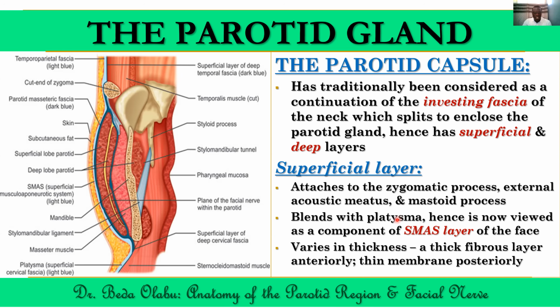So the superficial layer varies in thickness. There's a thick fibrous layer anteriorly and a thin membranous layer posteriorly. So when you look at it this way, we can therefore say that anteriorly, the parotid capsule or the parotid fascia has two components. There's that component which is actually part of the extension of the superficial musculo-aponeurotic system layer. And then there's the part which is actually the true fascia, considered to be the split of the investing fascia. So the two of them are still in front and they're blended together.